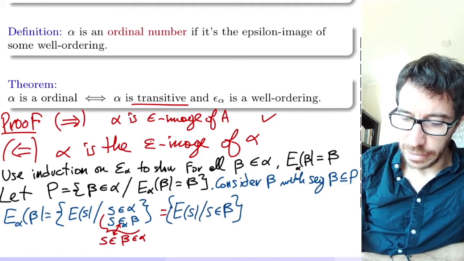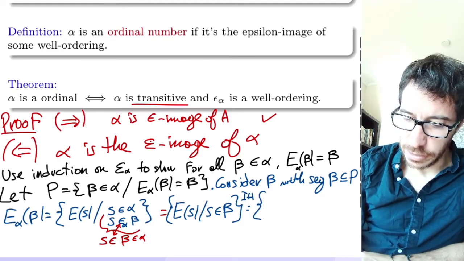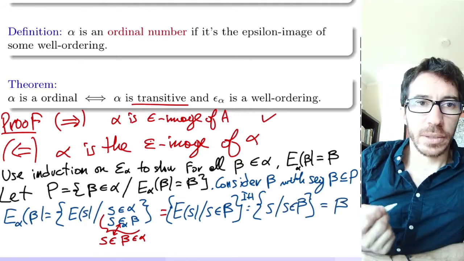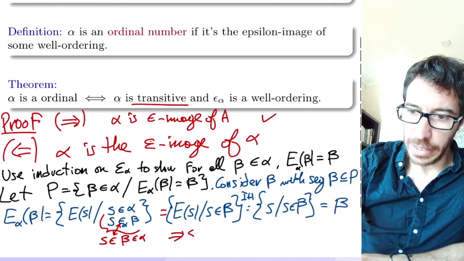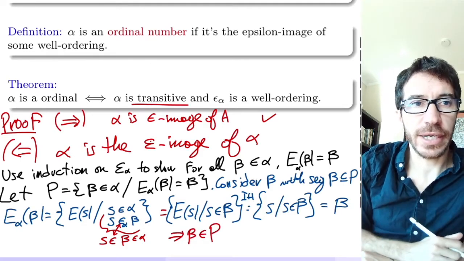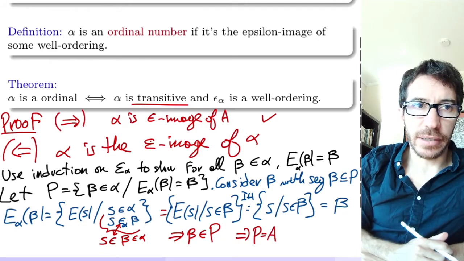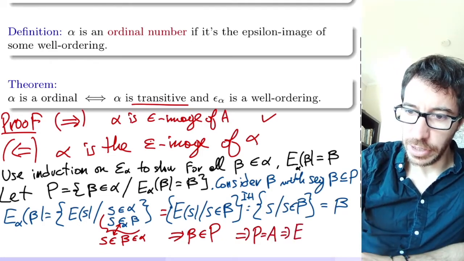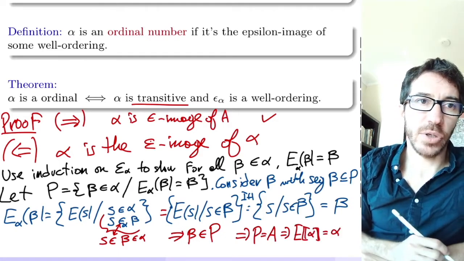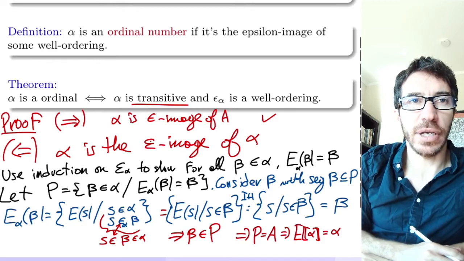But then by the induction hypothesis, we know all these S's are below beta, right? So then this is exactly the same as S for S in beta. And S for S in beta is just another word for beta, right? So that's how we get that beta belongs to P. That proves the assumption for transfinite induction, and therefore we get that P equals A. Now that implies that the range of E applied to all the elements of alpha is actually equal to alpha, because it's all the betas inside it, and therefore alpha is an epsilon image.